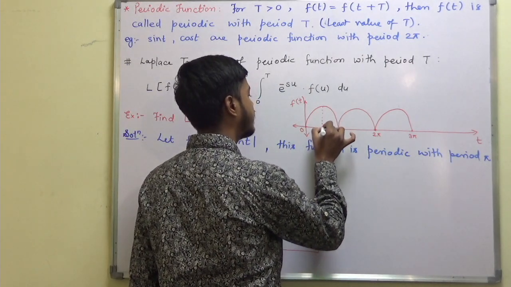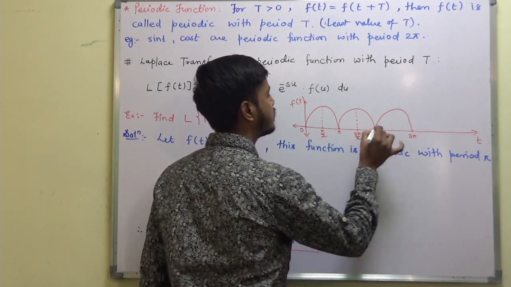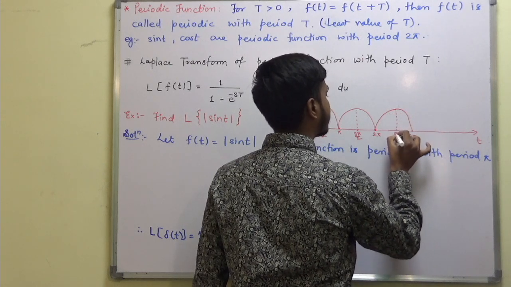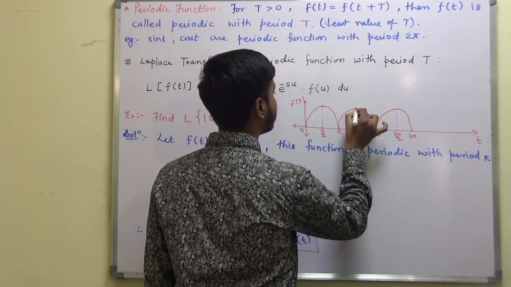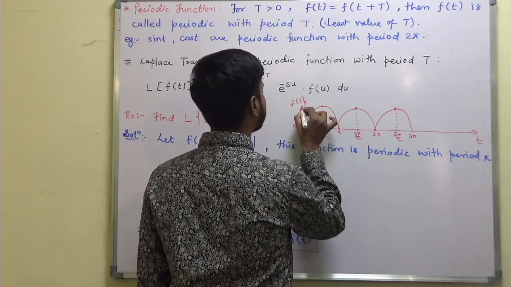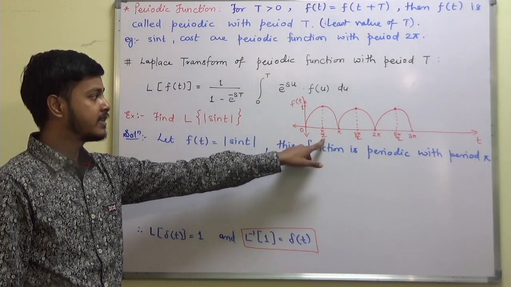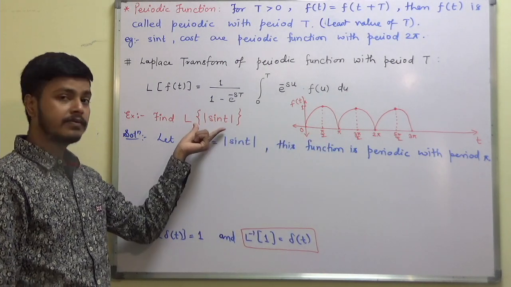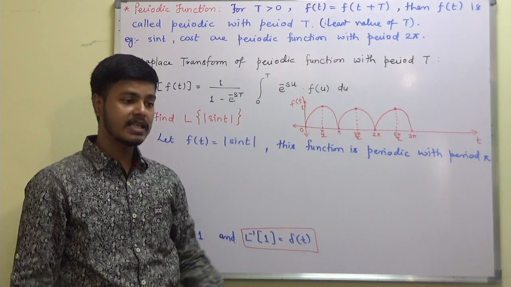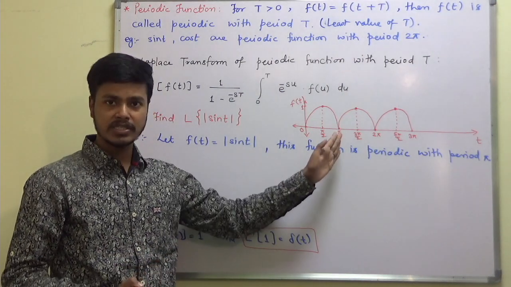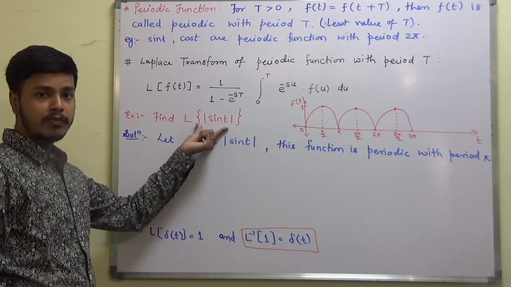What are these values? These values are pi by 2, 3 pi by 2, 5 pi by 2, and all these peak values are 1. So you can see this is the graph of the function mod of sine t. And there is no need to draw this in the examination, because this is for extra knowledge. So this is about the Laplace transform of mod of sine t.